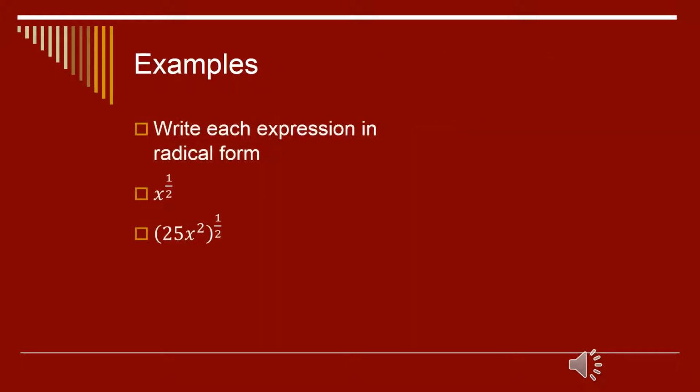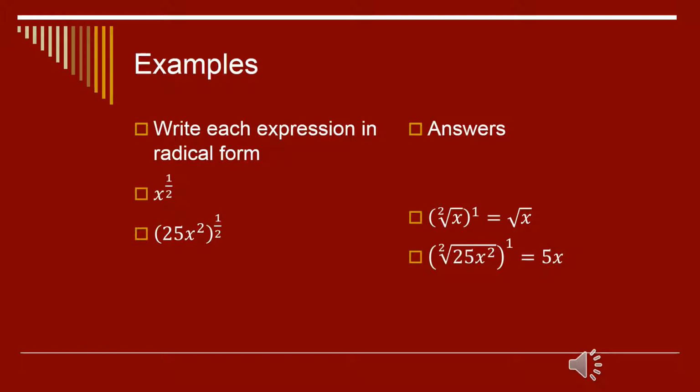Here are some examples. Write each expression in radical form. Pause the video at this point to give yourself a chance to do the examples. Here are your answers. X to the 1/2 power becomes, with an index of 2 and an exponent of 1, or simply just radical x. The second one becomes an index of 2 and again an exponent of 1, which evaluates the square root of 25 being 5 and the square root of x squared being x. So that's 5x.